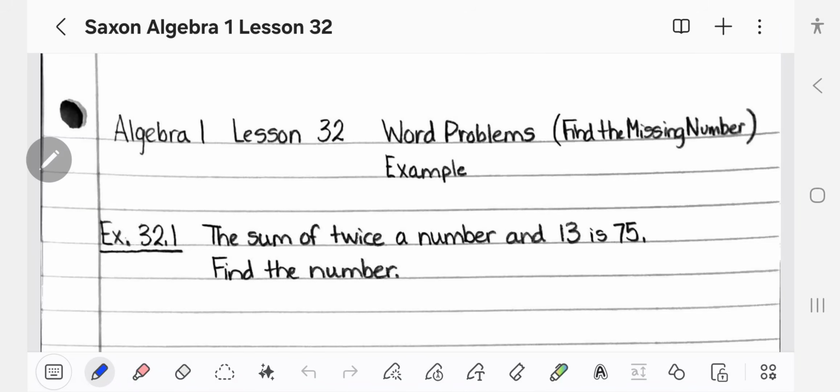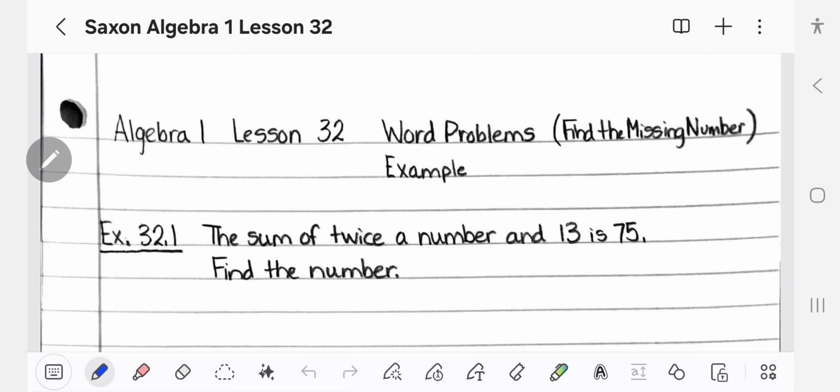This is Algebra 1, Lesson 32, Word Problems. We're going to be finding the missing number. We're going to do examples 32:1 through 32:5. The sum of twice a number and 13 is 75.